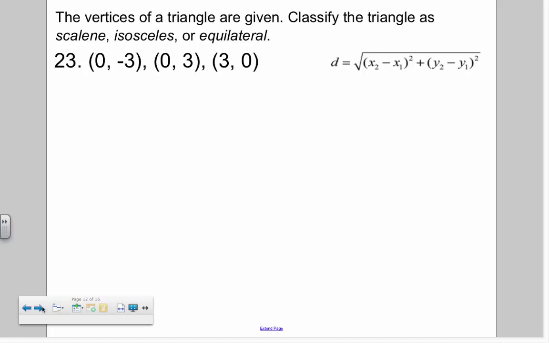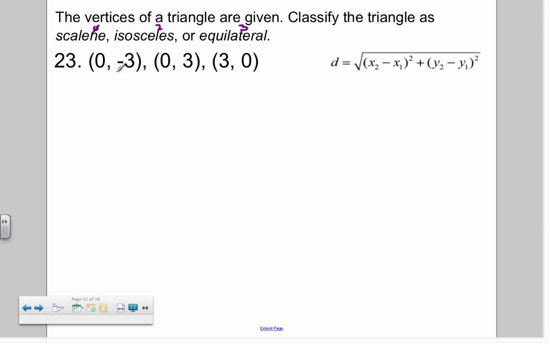Okay, number 23 says the vertices of a triangle are given. Classify the triangle as scalene, isosceles, or equilateral. Well, we need to know a couple things. First of all, we need to know what scalene, isosceles, and equilateral mean. A scalene triangle, the measurements of all sides are not equal. In an isosceles triangle, the measurement of 2 sides are equal. So 0 sides for scalene, 2 sides for isosceles, and an equilateral has all 3 sides with equal measurement.